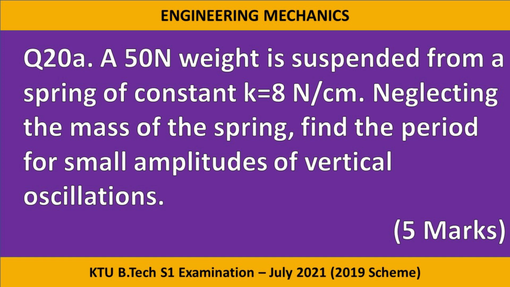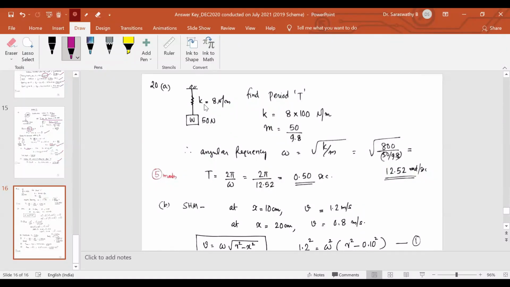A 50 Newton weight is suspended from a spring of constant K 8 Newton per centimeter. Neglecting the mass of the spring, find the period for small amplitudes of vertical oscillations. 5-mark question, very simple one. So a spring is attached to a ceiling and a weight is attached to it. We're asked to find out the time period.